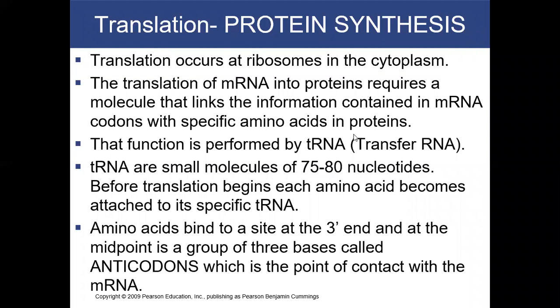Okay, yes, I was saying. So translation requires a molecule that would cause the linking between the information in the mRNA and the specific amino acids in the protein. That is performed by the transfer RNA, which is basically a very small molecule. It is made of only 75 to 80 nucleotides, right?